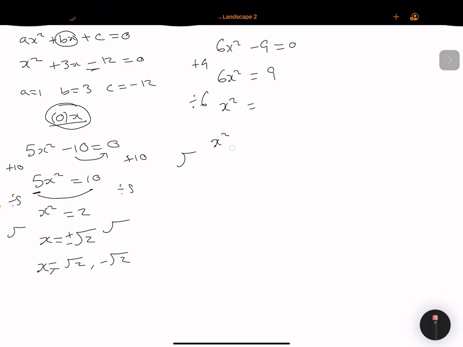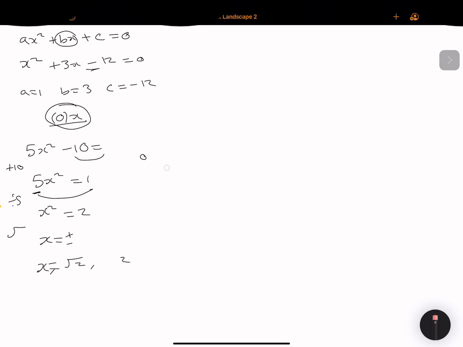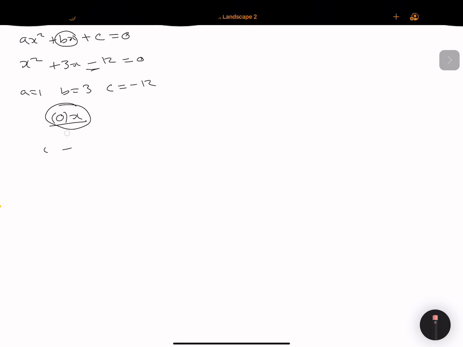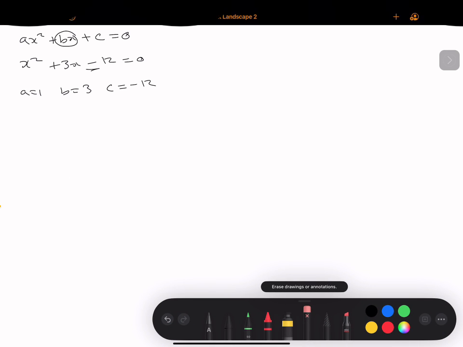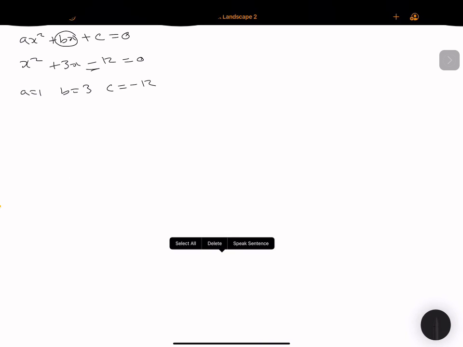Another scenario could be where c equals 0. Therefore there is no c, because c equals 0, there is no c. Okay, so let's think of one. 4x squared plus 8x equals 0.